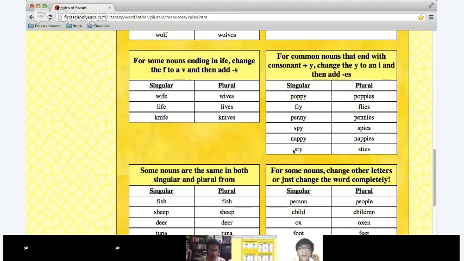Good, good. Yes, and you're absolutely correct. If that Y makes a long I sound, like sty, we would not change that to stees. If it's sty, the plural would be styes. Now here, this word is nappy. We would not then change that to nappees. It would be nappies. Okay, very good.